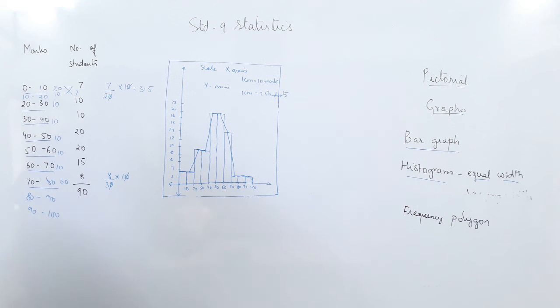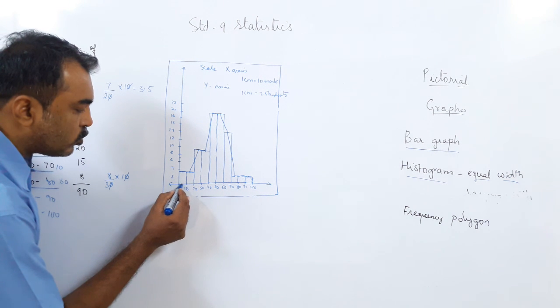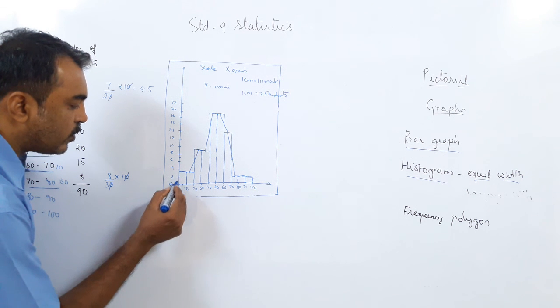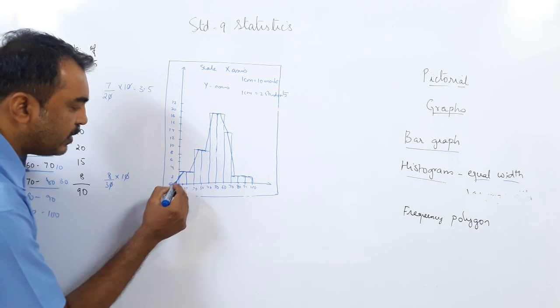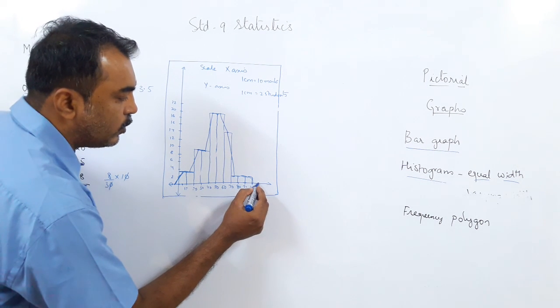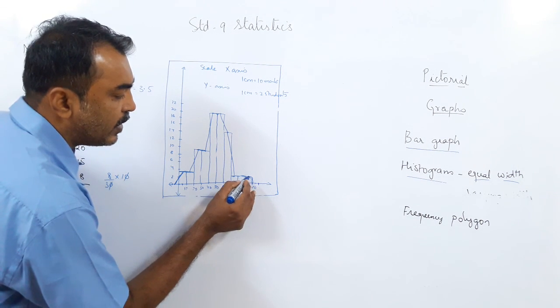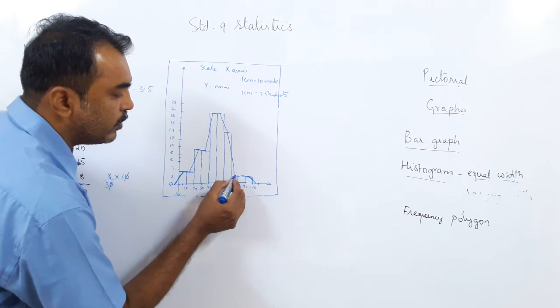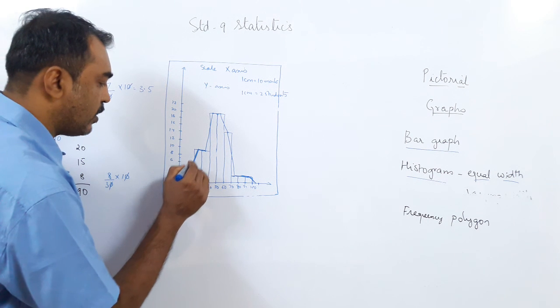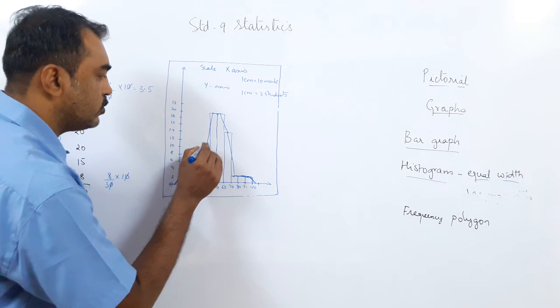It is not closed. So what we do: the midpoint of 0 to 10 is 5. Now we'll go 0 to minus 10 and we'll get the midpoint minus 5. So we have to always bring it down to 0. Why do we bring it down to 0? From here also, 100 to 110, the midpoint is 105. We always join the midpoint. So why do we join the midpoint? So that the area becomes closed. Now let me draw and show you.